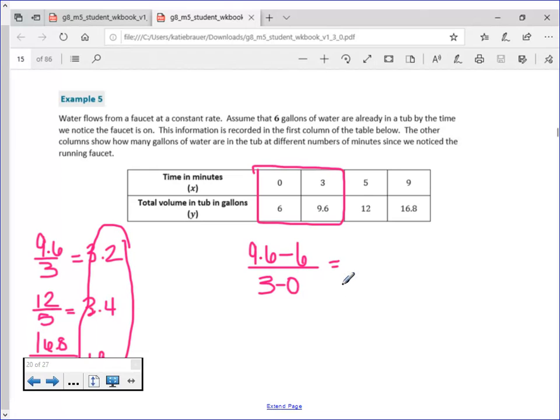Can anyone tell me what 9.6 minus 6 is? 3.6. What's 3 minus 0? Nope, it's 3. You're right. Now take 3.6 divided by 3.